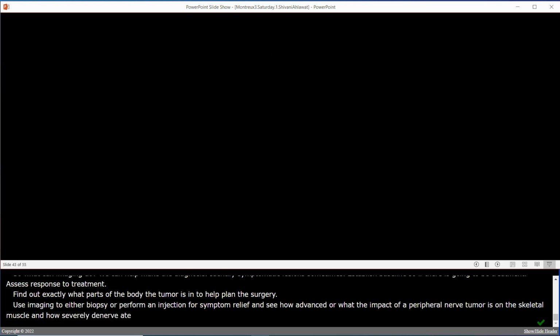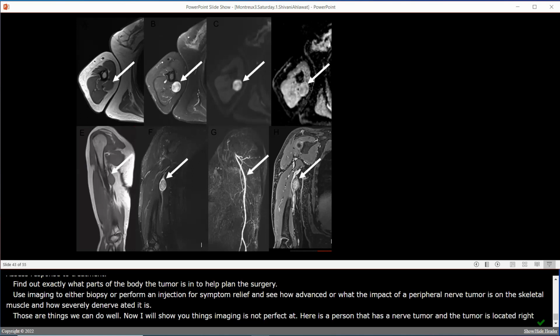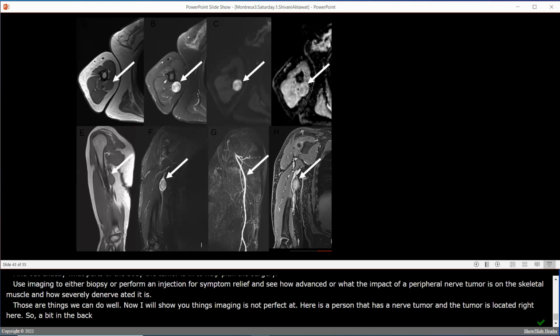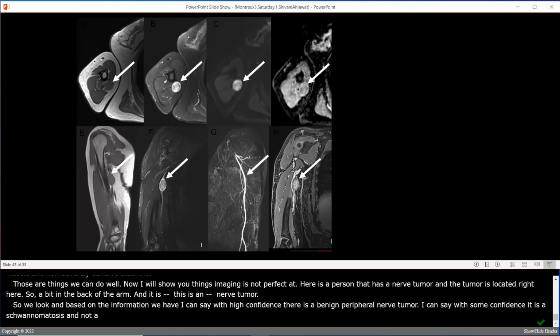Now I'll show you some things where imaging is not perfect. Here is a person that has a nerve tumor, and this tumor is located right here, a little bit in the back of their arm, and it's contiguous with this nerve. So this is an ulnar nerve tumor. We look at it, and based on all the information that we have, I can say with high confidence this is a benign peripheral nerve tumor. I can say with some confidence that it's a schwannoma and not a neurofibroma, but that confidence is limited.